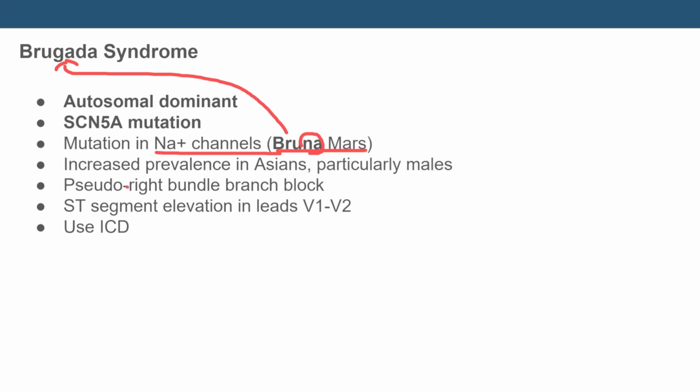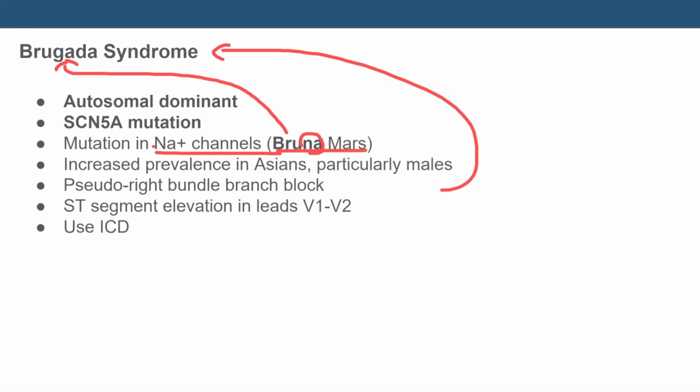This has an increased prevalence in Asians, particularly in males, and for the USMLE they're going to say a pseudo right bundle branch block, ST segment elevations in leads V1 or V2, and they're going to say what's the diagnosis, and you're going to pick Brugada syndrome. Or they might say this syndrome is associated with mutations in which channels. You're going to pick sodium channels.